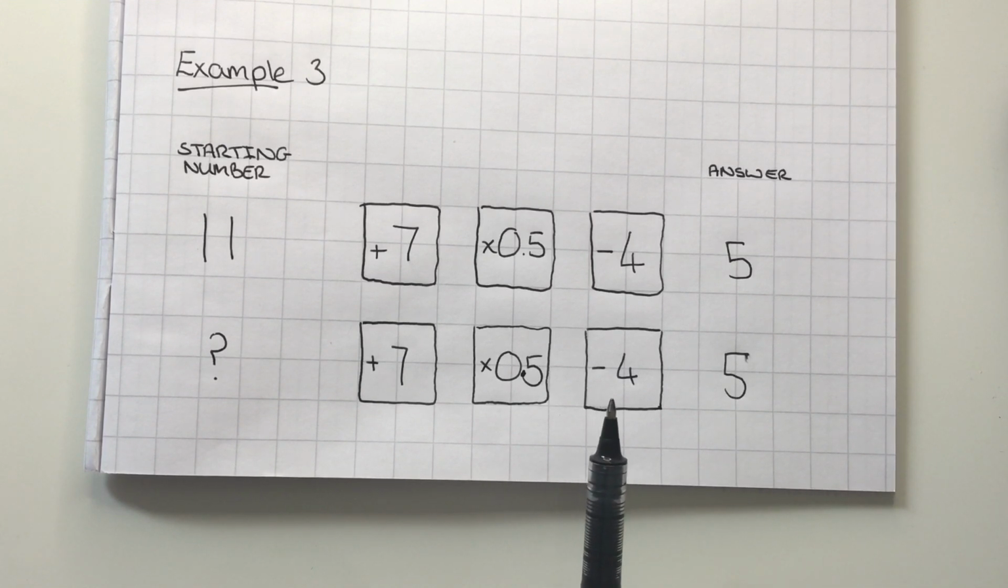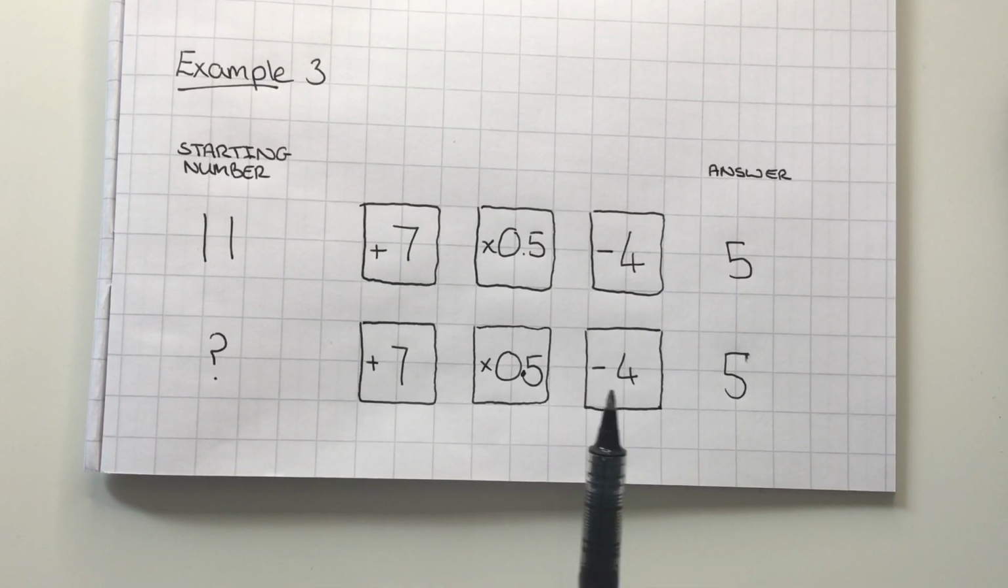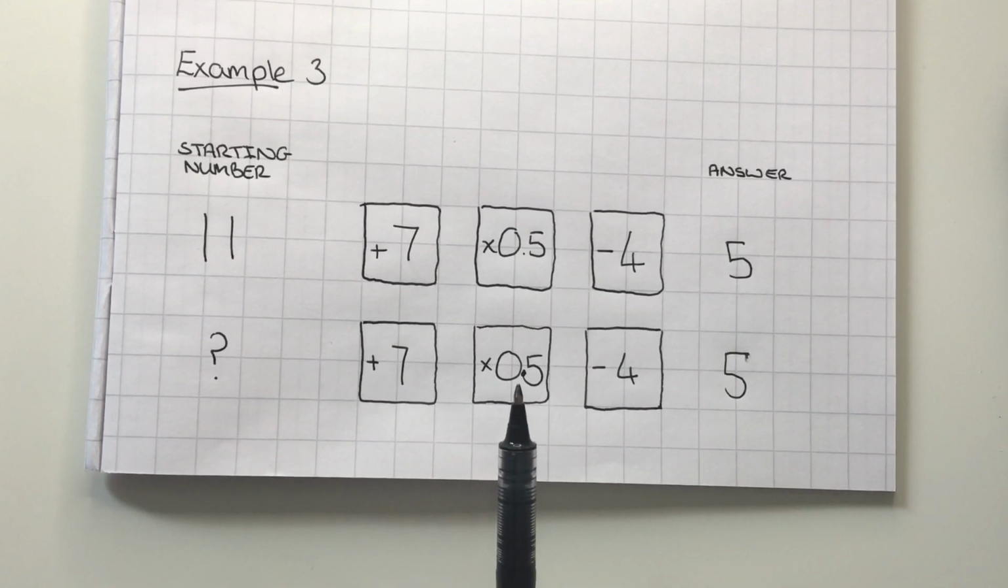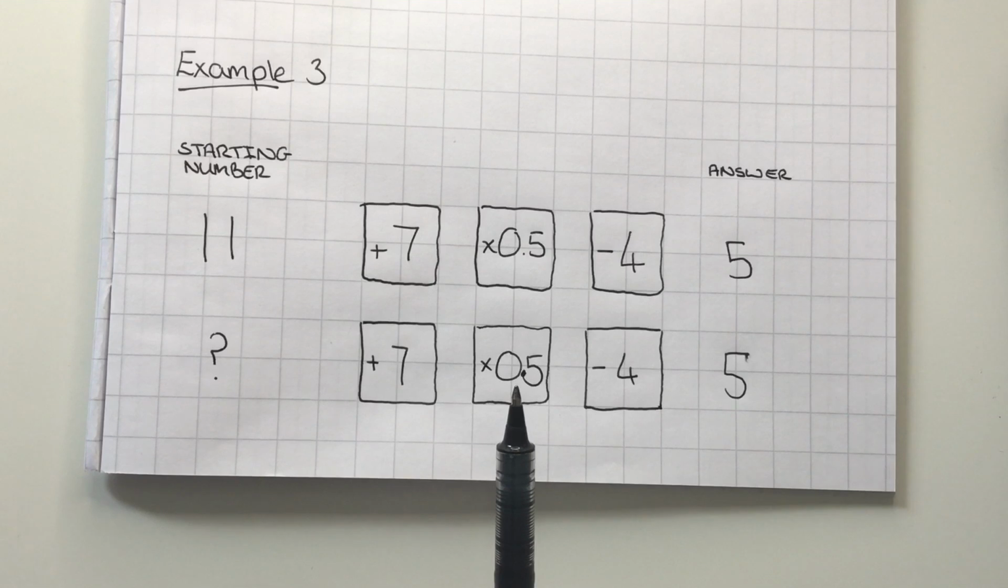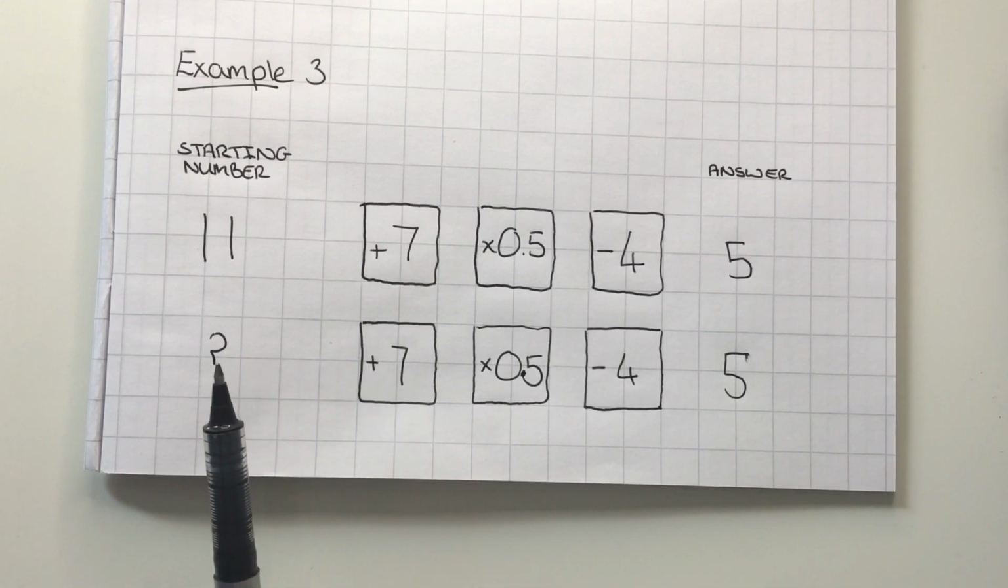5 take away 4 becomes the inverse operation because we're going in reverse. So 5 plus 4 gives us 9. Instead of multiplying 9 by 0.5, we are now going to divide 9 by 0.5. So how many halves are in 9? Well, you would double the 9 because there's twice as many halves. And that would give us 18. And then 18, instead of plus 7, we would subtract 7. And that gives us 11 back where we started off on this one.